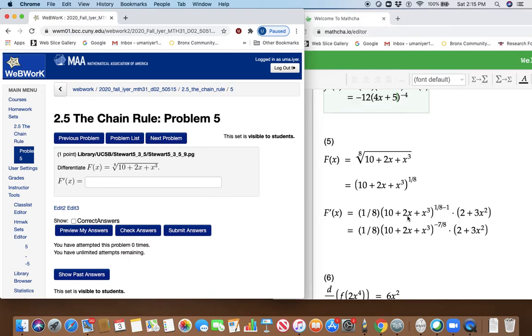That's the first part. Then times, go inside, take its derivative. 10 gives me nothing. This gives me 2. This gives me 3x squared. All of that. Okay. 1/8 minus 1 is negative 7/8. So that is the derivative.